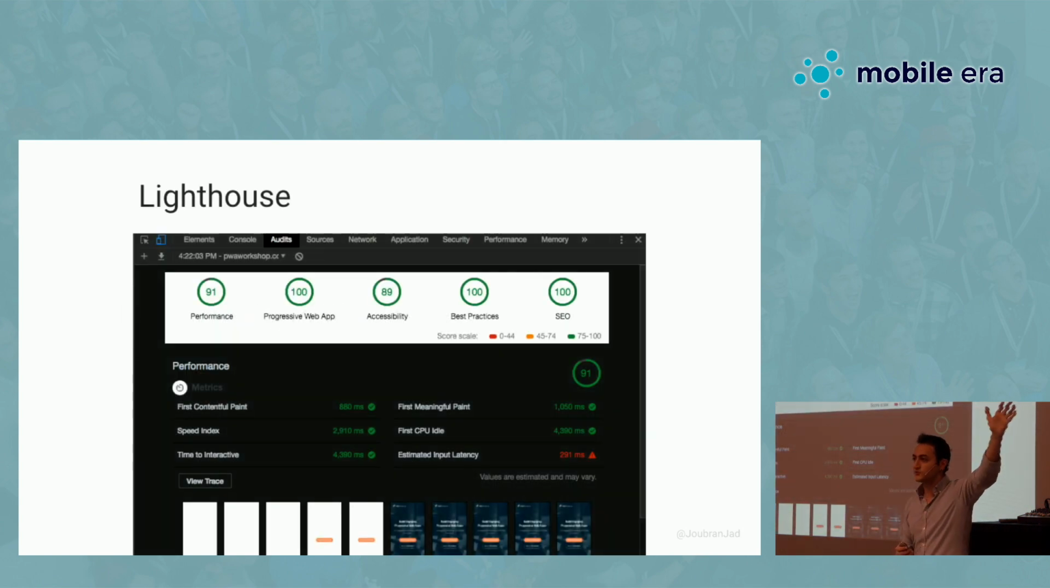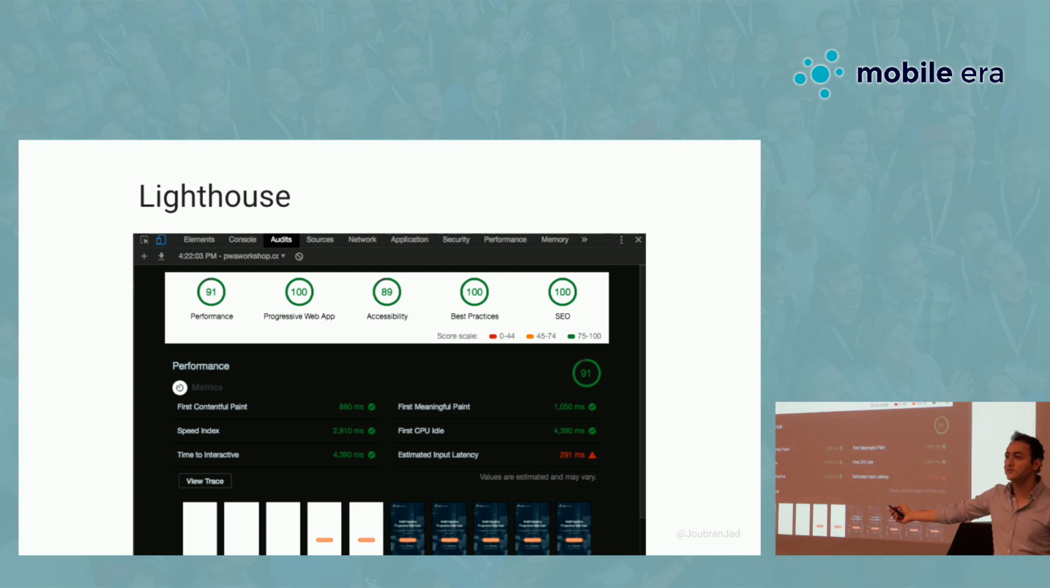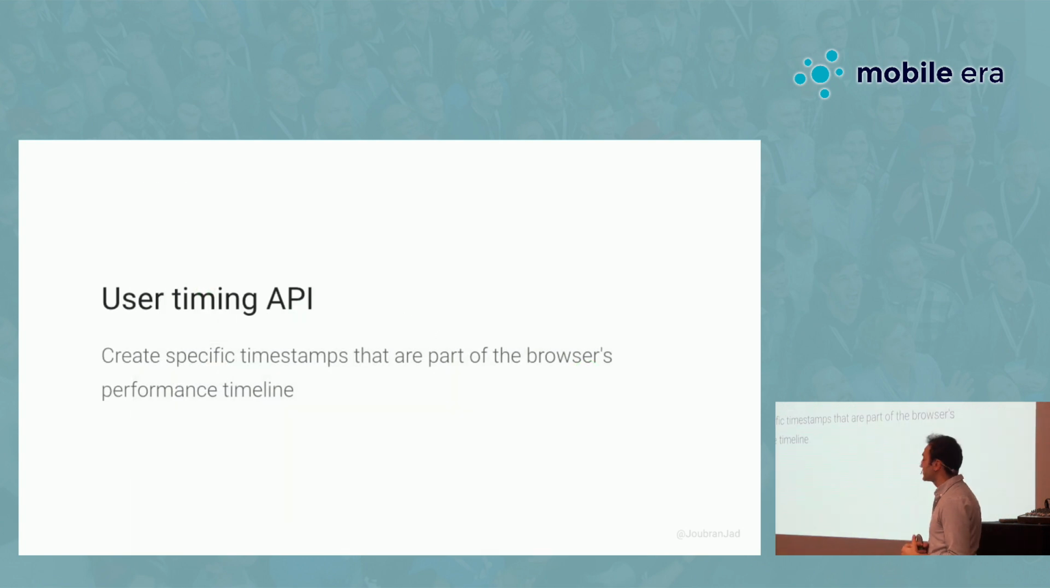And Lighthouse, who's using Lighthouse? Every step of the way, really, it's like having this brilliant, smartest person on your team that's just automated, and it's free, doesn't need lunch breaks. And also use the user timing API. This one is really cool. It allows you to create specific timestamps that are part of the browser's performance timeline.